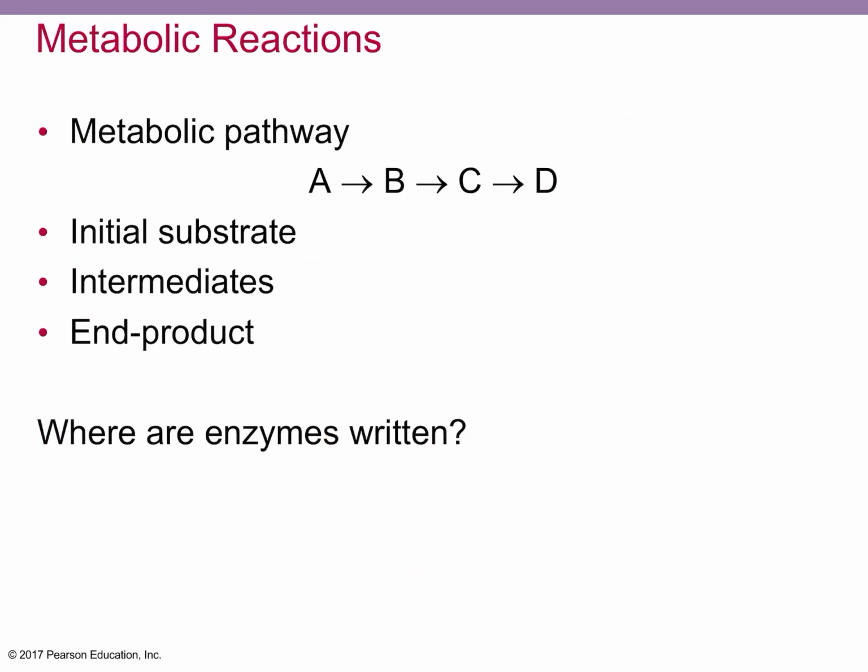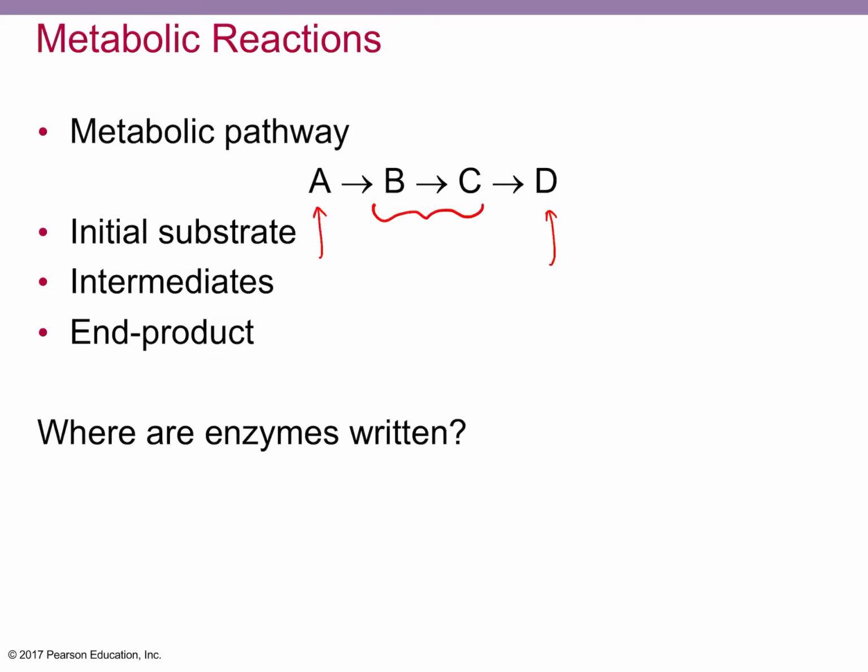All right, we also want to understand a metabolic pathway. A metabolic pathway is where you have a series of steps to get to your end product. Almost all chemical reactions in your body have metabolic pathways involved. The first molecule in a pathway is called the initial substrate. The last molecule is called the end product, and everything in the middle are called intermediates.